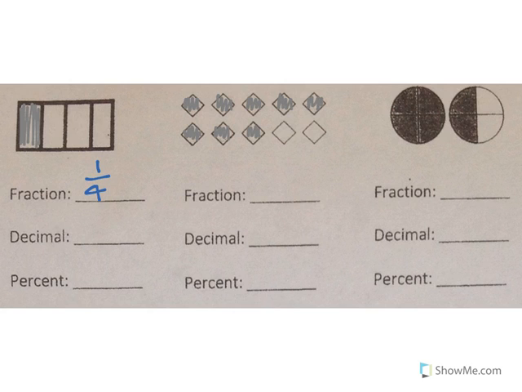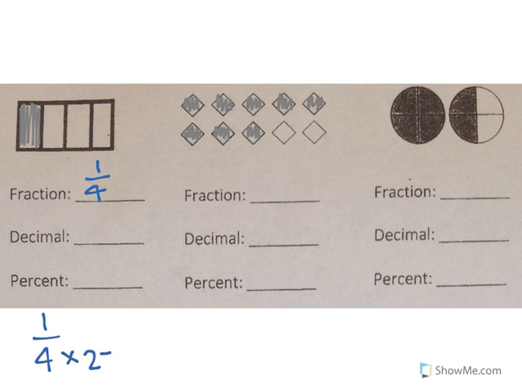Now to write this as a decimal, you could do one of two things. You could divide 1 divided by 4, or you could come up with an equivalent fraction that has a denominator of 10 or 100. And then the numerator will tell me the number that's going to go in the decimal place. So I think that sounds pretty good. I'm going to do that.